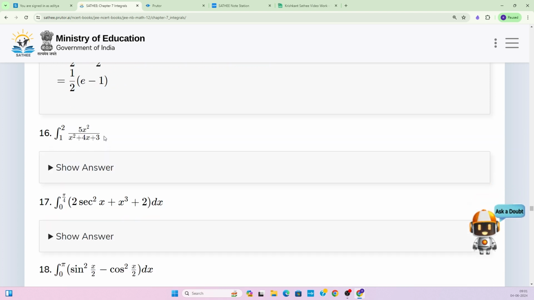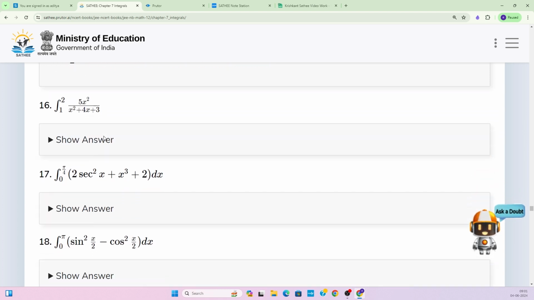Okay, now 16th problem says what? Definite integral from 1 to 2 of 5x square divided by (x square plus 4x plus 3) will be what?